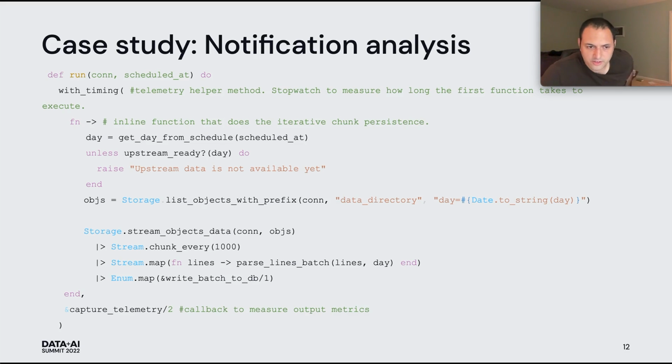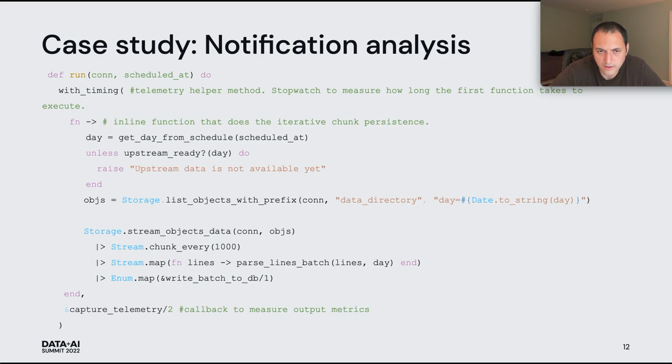With timing is a telemetry module. Telemetry is a stats library, and we can instrument Elixir processes just to get stats. This particular one is a timing measurement: how long did this take to run when we launch this run method? We give it an inline function, fn forward arrow. This is where the actual chunk work is done.